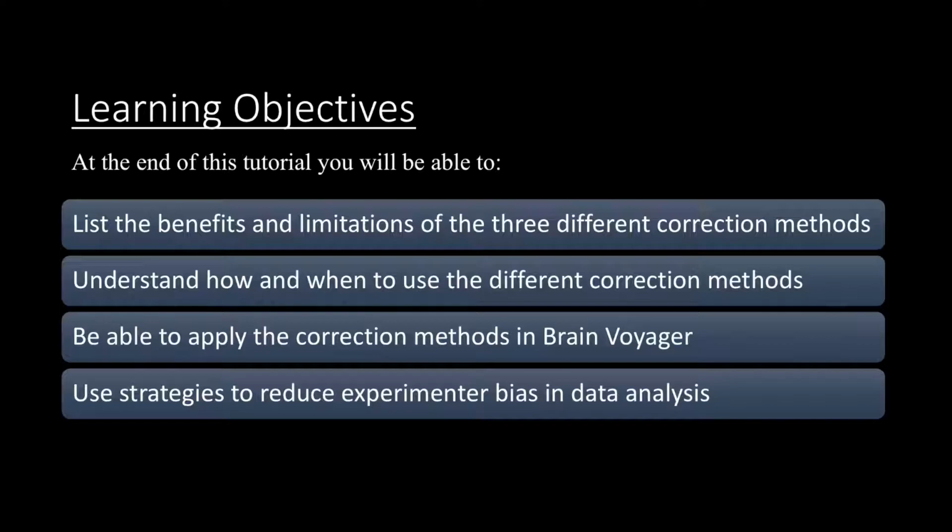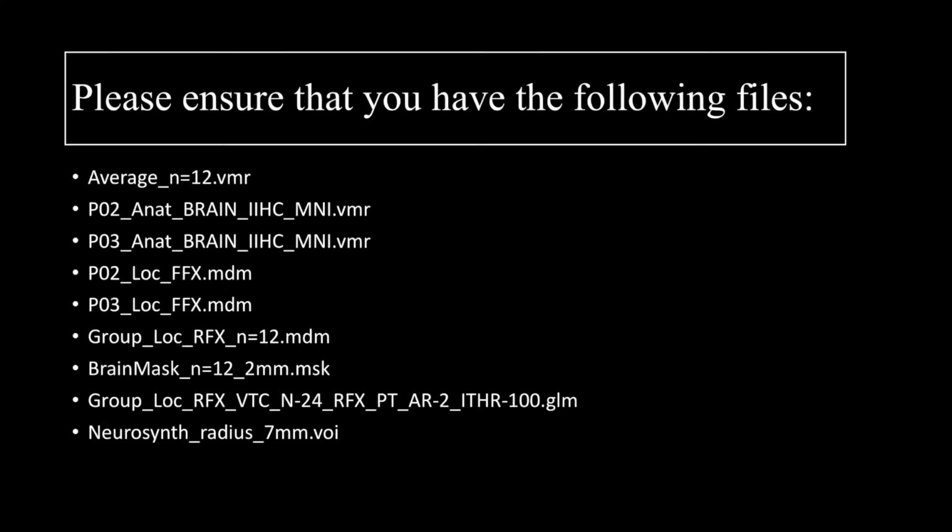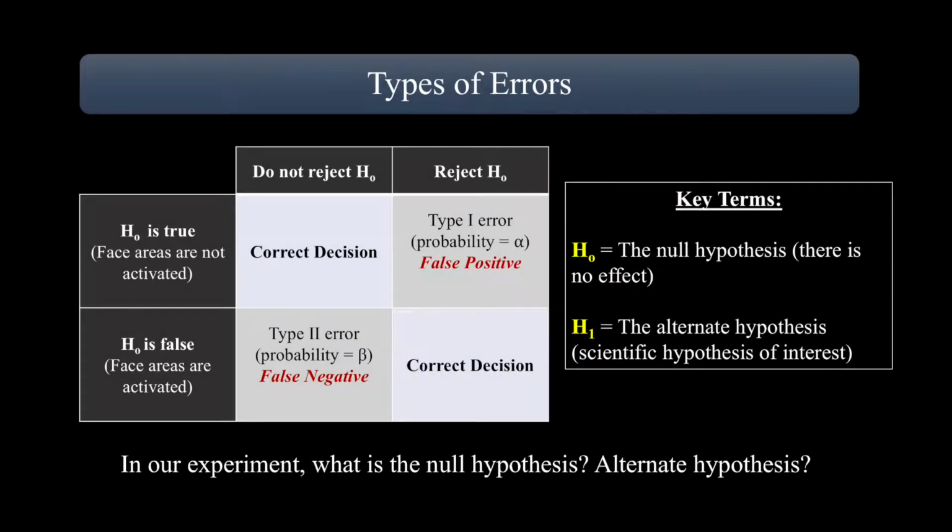If you feel like a concept is unclear or require more information about a correction, please refer to the Word document and the references provided. Prior to beginning the tutorial, please ensure that you have the following files loaded, as they will be required for the different sections of this tutorial. We will begin by going over a few key statistical terms that will allow you to better understand the different correction approaches as well as what they hope to achieve.